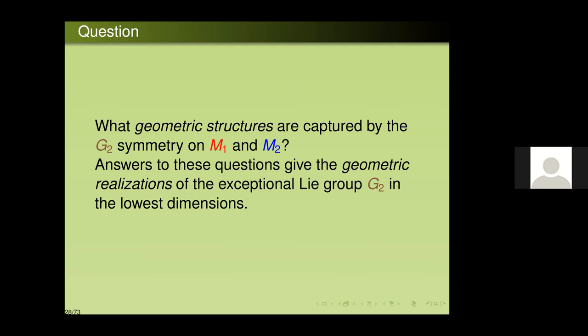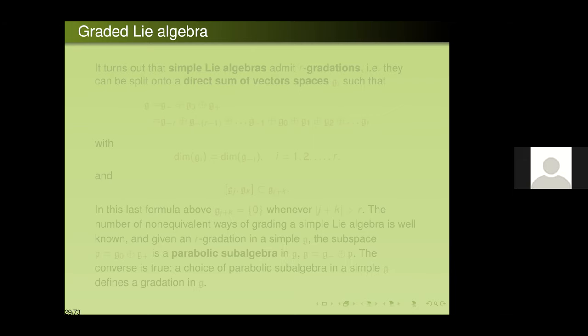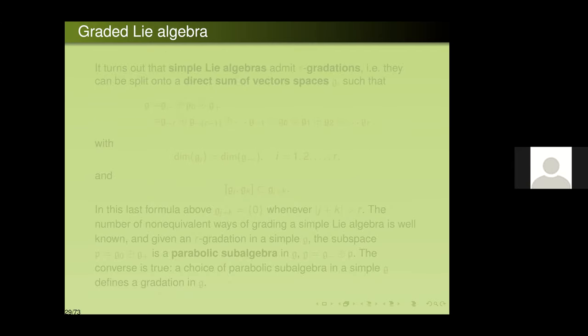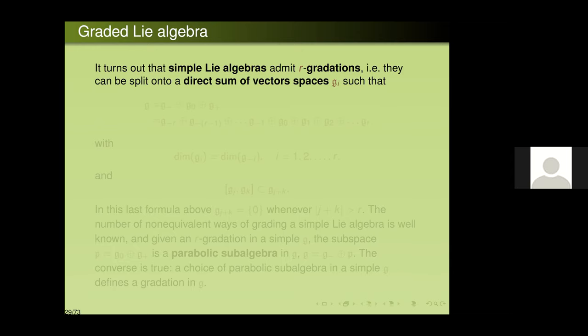So now I need to introduce some preparations to answer the question, what is this geometric structure on this M1 and M2? So this will be maybe a bit abstract, but let it be. It turns out that simple algebras admit something which is called R gradations. What does it mean? It means that they can be split into a direct sum of vector spaces G_i, where i runs from minus R through zero to R.